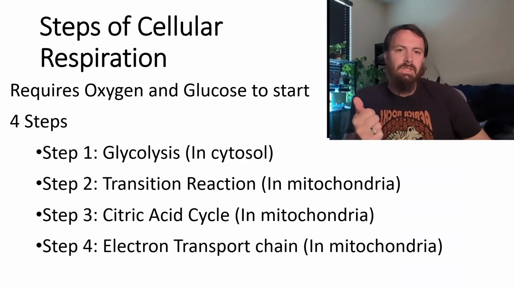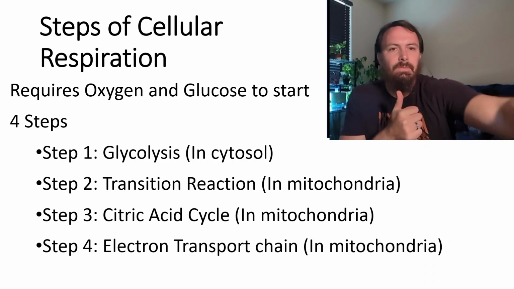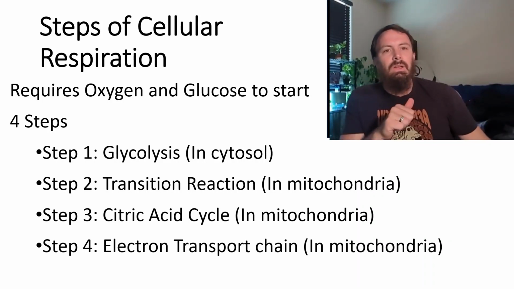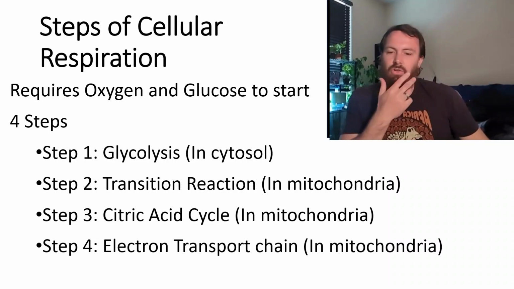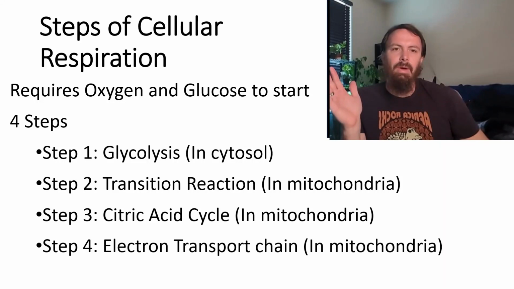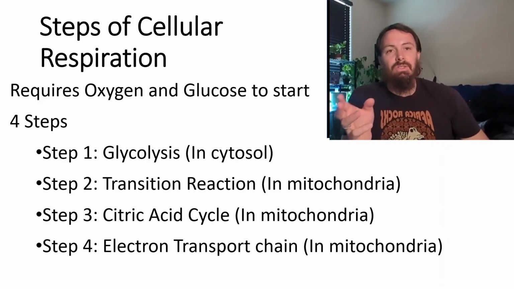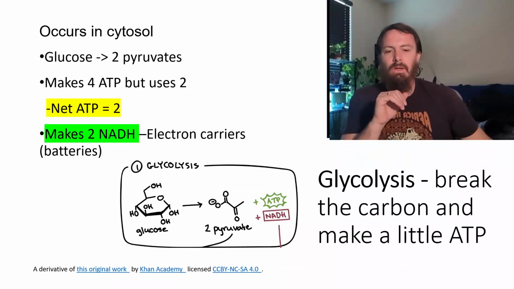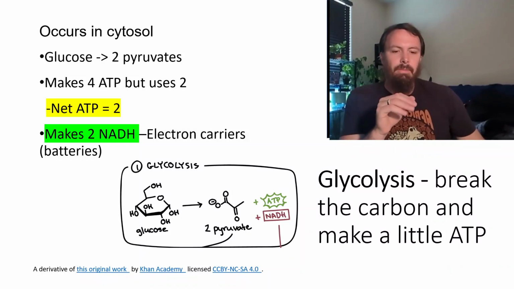So there's 4 steps. There's glycolysis, the transition reaction, also called pyruvate oxidation, the citric acid cycle, and the electron transport chain. Now, glycolysis happens completely external of the mitochondria. It has nothing to do with the mitochondria at all. It's going to happen in the cytosol, or cytoplasm of the cell. The other 3 are going to happen in the mitochondria. So glycolysis is the first step.